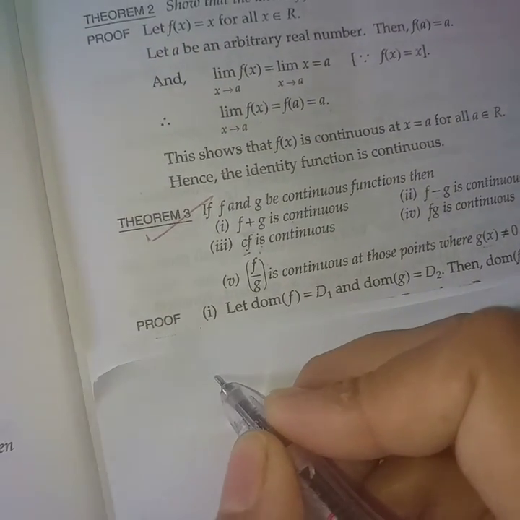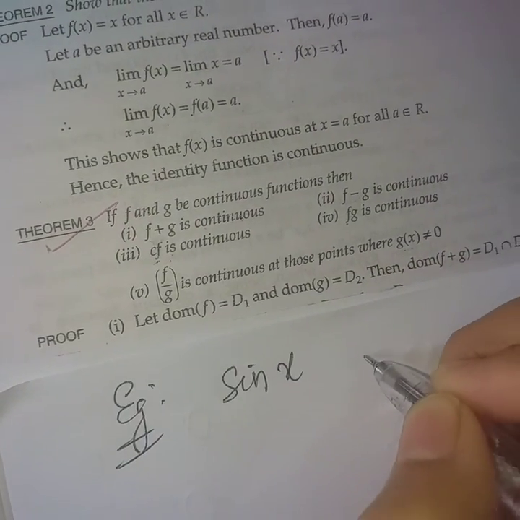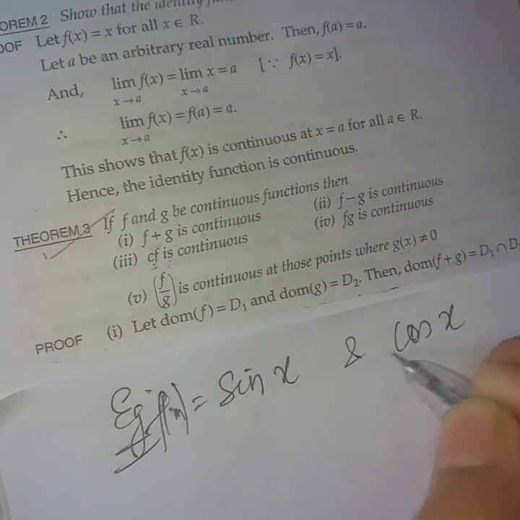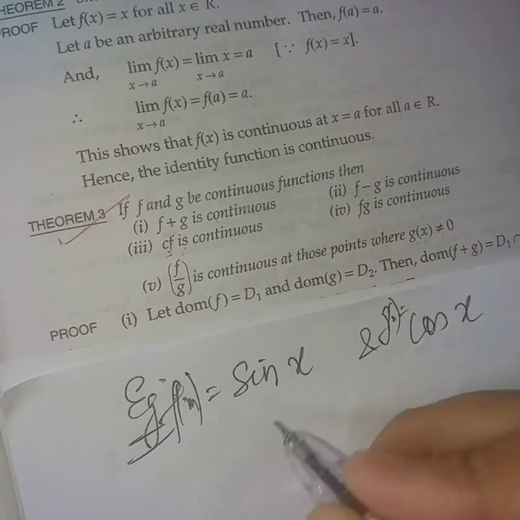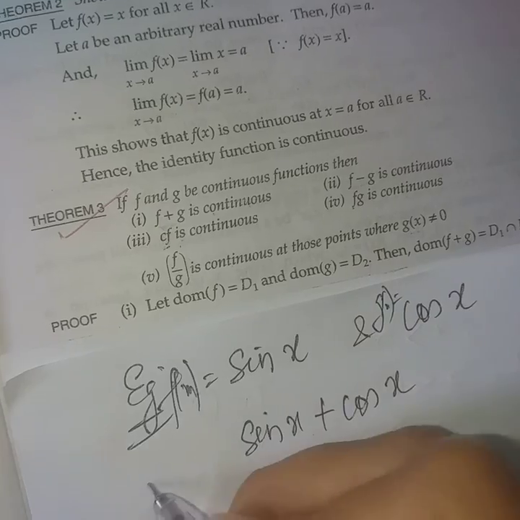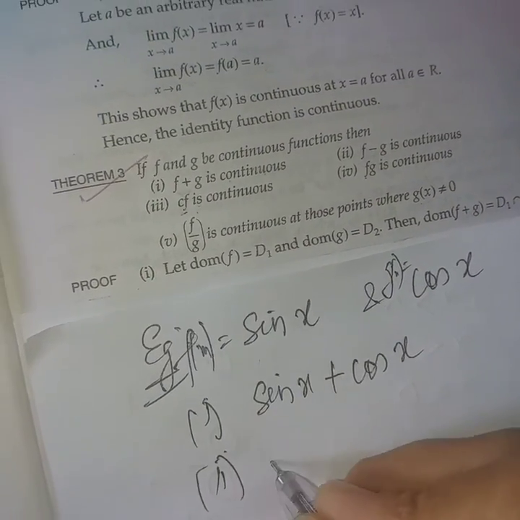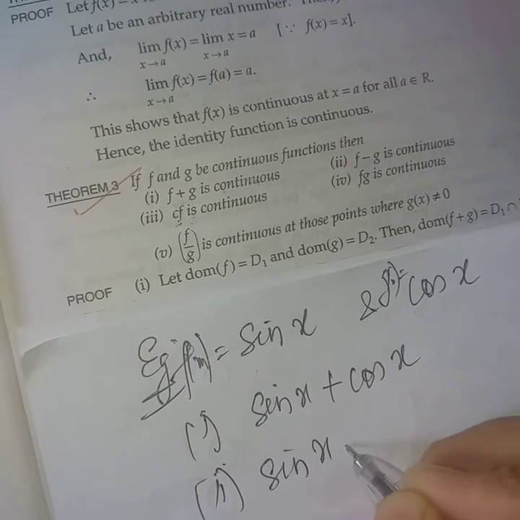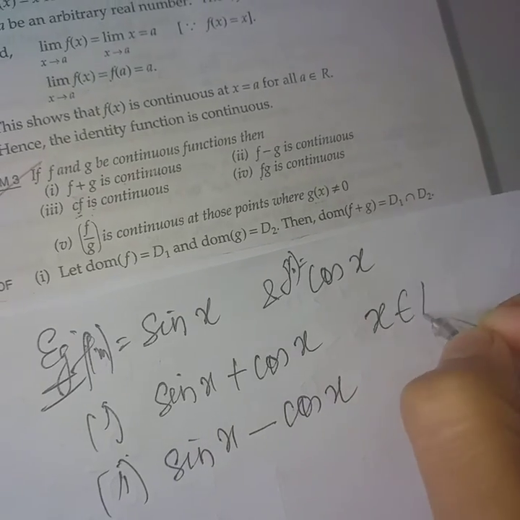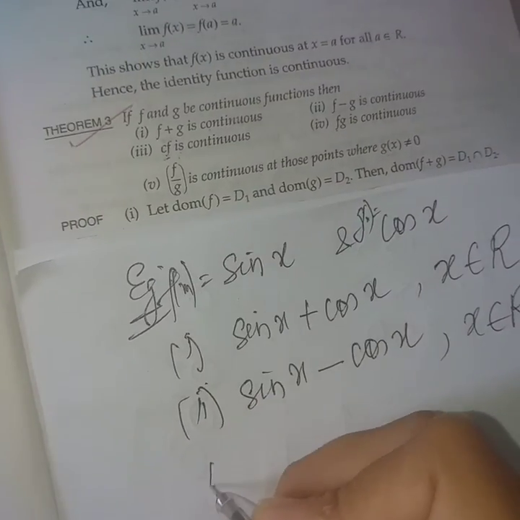We can take an example, say the sin x function. We have just seen that the sin x function and the cos x function are continuous. Say this is f(x), g(x). If you write sin x plus cos x, it will be continuous from the first rule. And again if you write sin x minus cos x, this is also continuous. This is for all x in the real numbers.